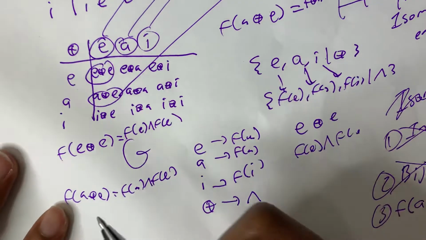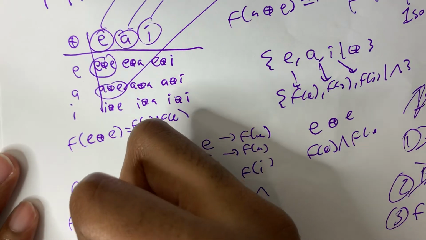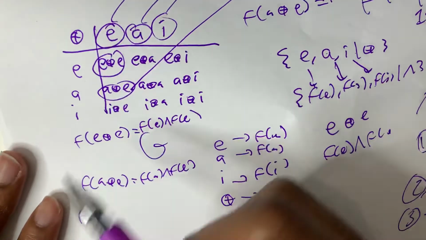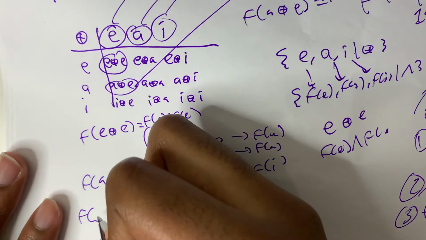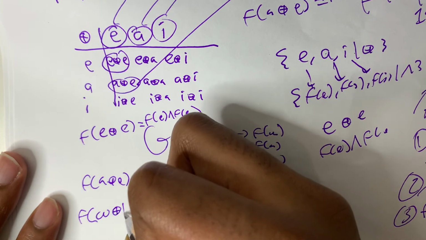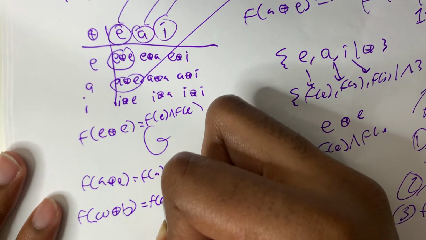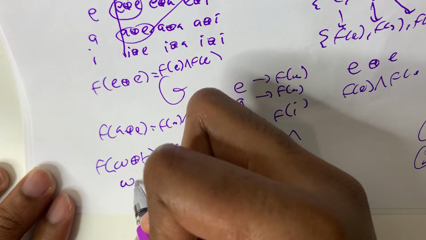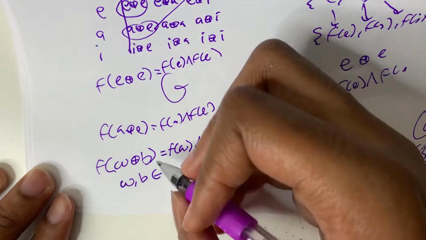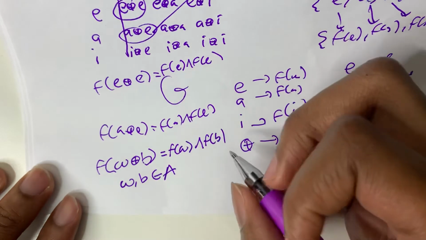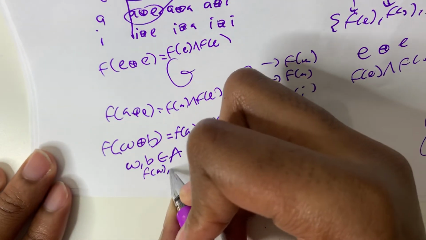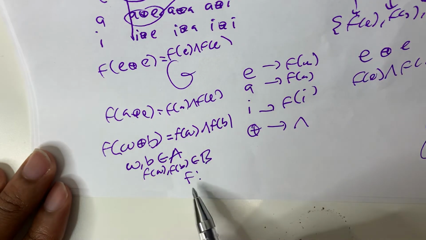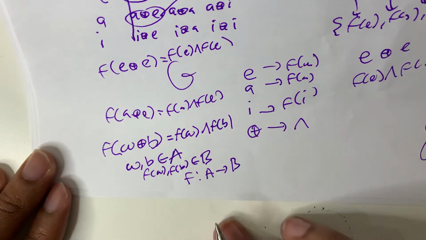So we can generalize this. Here we probably shouldn't use A, since that's already in this thing. We can generalize this to say F of W operated with B equals F of W wedge F of B, where W and B are just some elements of some group. Let's call this group big A. And F of W and F of B are elements of some group. Let's call that big B. And F is an isomorphism between elements of A and elements of B.